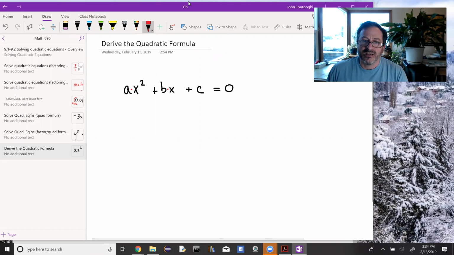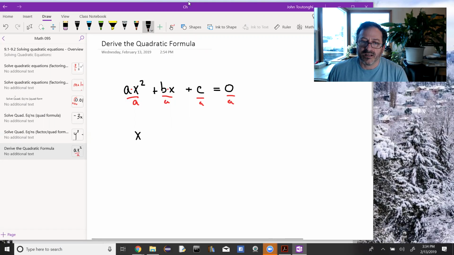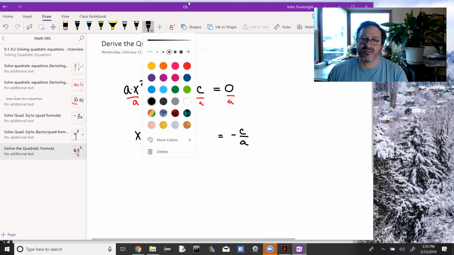but we're solving this for x. So to complete the square here, I first divide everything by a, to divide out that coefficient of x squared. So then we get x squared plus b over a times x. I'm going to move the c over a to the other side by subtracting it. So I'll get a negative c over a on the right side, because 0 divided by a is still 0.